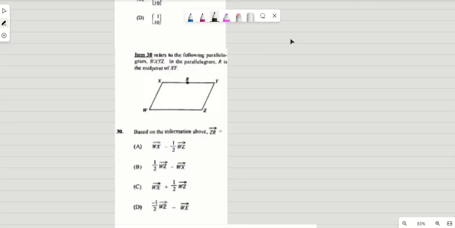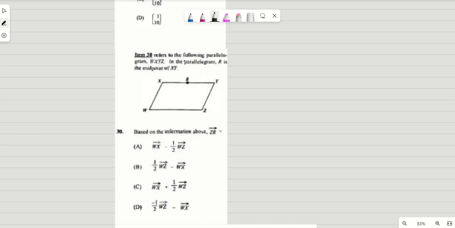This is a repeated question. Item 30 refers to the following parallelogram WXYZ. In the parallelogram, R is the midpoint of XY. They want to know, based on the information, what is ZR.